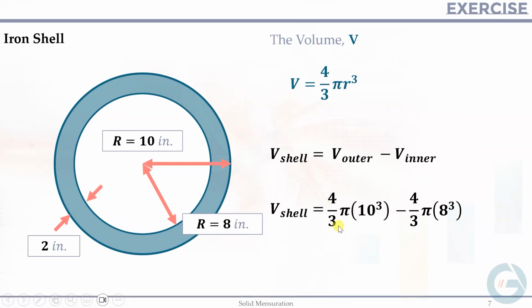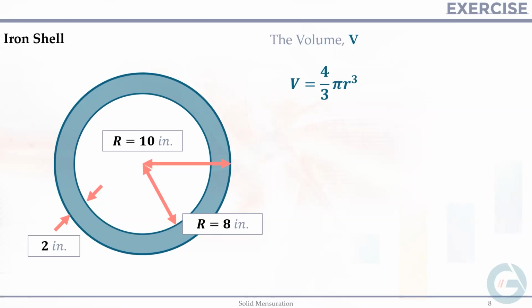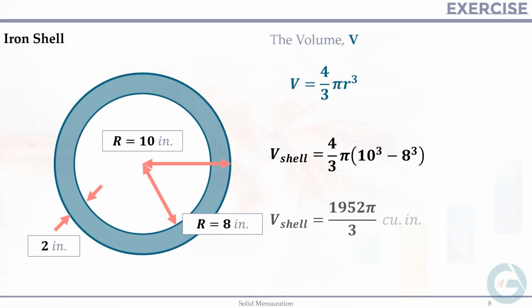We have a common 4/3 pi, 4/3 pi. So we can simplify this further. The next equation is, we have 4/3 pi times 10 cubed minus 8 cubed. And this will give us the volume of the iron shell, which is 1952 pi over 3 cubic inches.